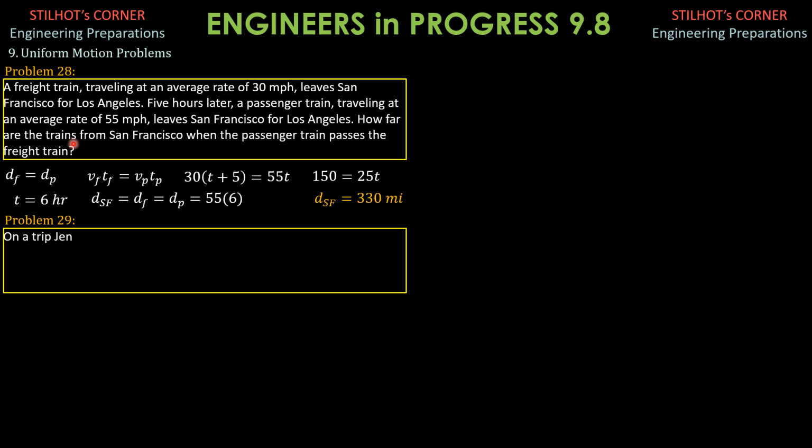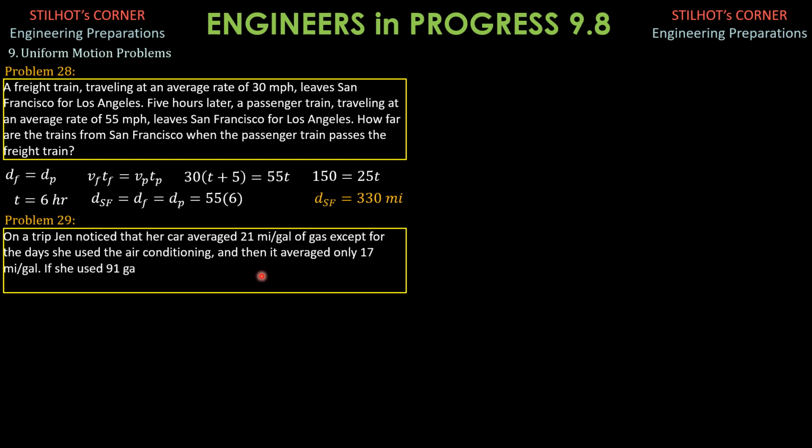Problem 29. On a trip, Jen noticed that her car averaged 21 miles per gallon of gas except for the days she used the air conditioning, and then it averaged only 17 miles per gallon. If she used 91 gallons of gas to drive 1,751 miles, on how many of those miles did she use the air conditioning? So this total distance is the distance covered in two conditions.